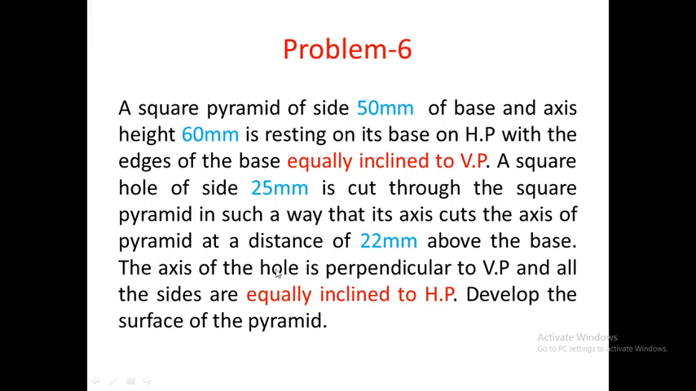Also, the axis of the hole is perpendicular to VP and all the sides are equally inclined to HP. Again, the statement given here is that the sides of the square hole are equally inclined to HP. So, when we will draw the square in the front view of side 25 mm, it should be drawn in the form of a kite with its center at a distance of 22 mm above the base. Now, let's begin with the solution.